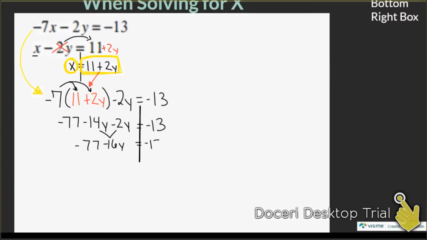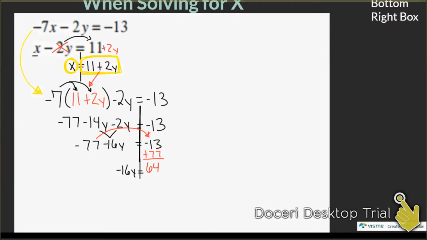Okay, so now we're ready to move some things. So we should have moved negative 77 over to the right side. So the inverse of negative 77 is positive 77. So we're going to add 77 to our right side. Remember, when you're adding a positive and a negative, you really subtract them. So it's really 77 minus 13, which should have given us positive 64. So we're at positive 64. So that leaves me with negative 16y equals positive 64.